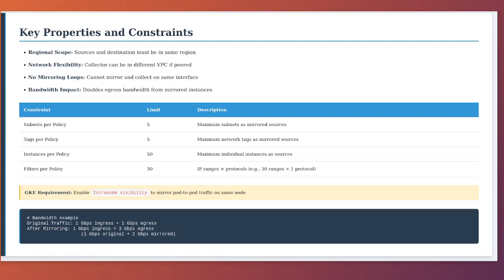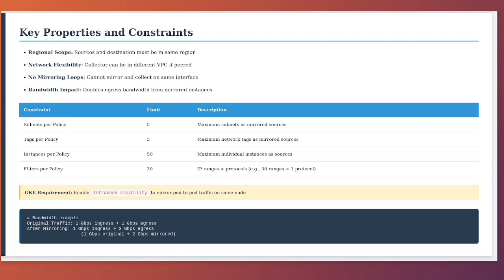Without this setting, internal pod-to-pod traffic on the same node isn't visible to packet mirroring because it doesn't traverse the network interface in a way that can be intercepted. Bandwidth consumption is another crucial property to understand. Packet mirroring clones traffic, which means it doubles the egress bandwidth from mirrored instances.